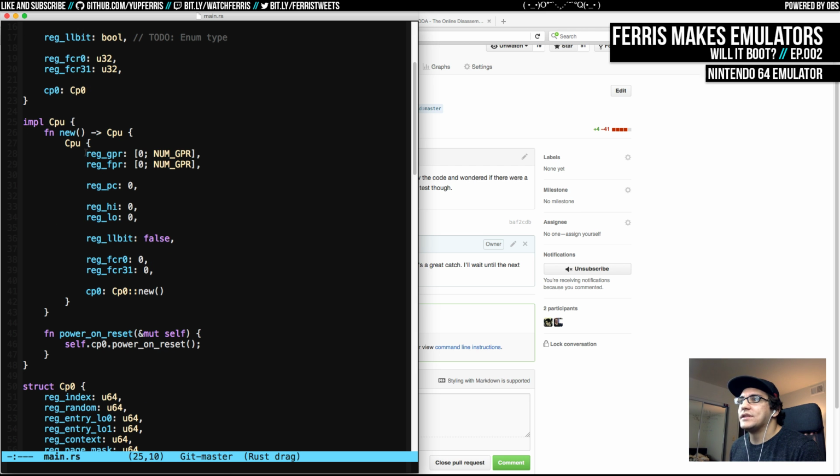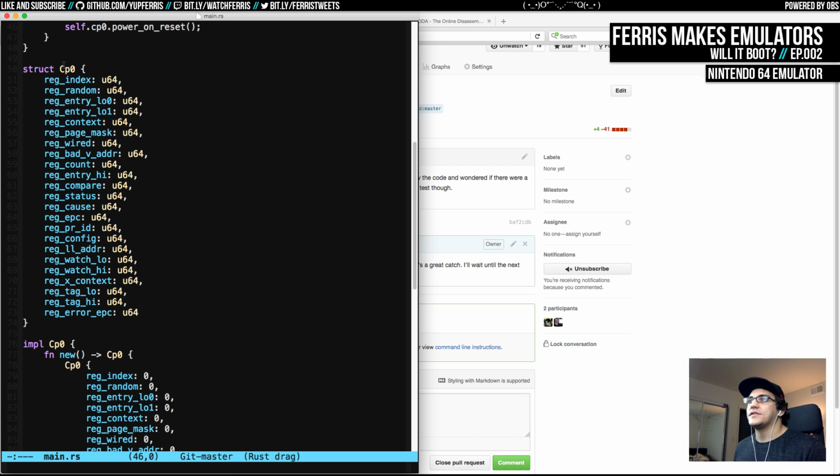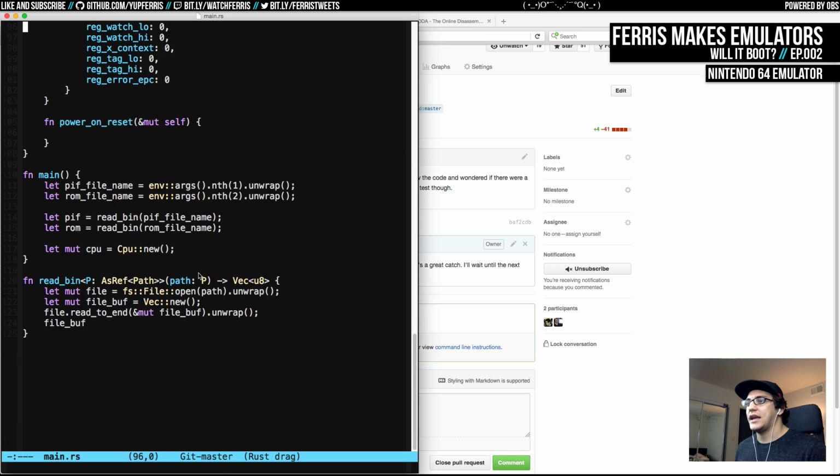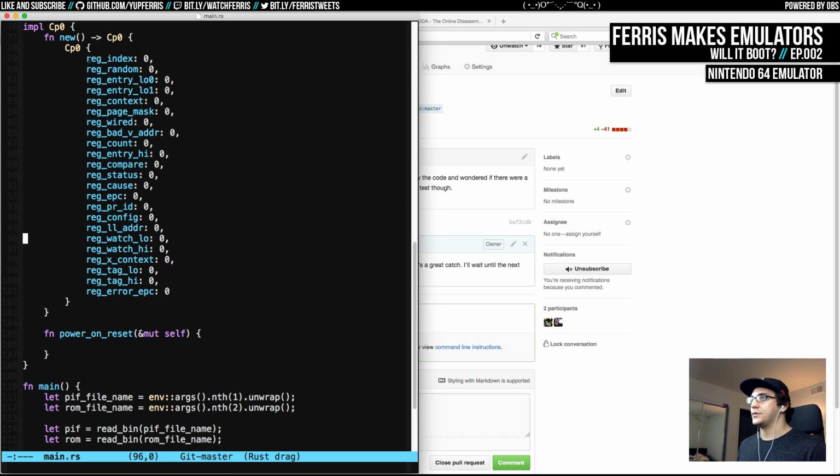Then we implement it, and we set all these things to zeros, except for this Boolean, which is false. And then later, we also have the CPU struct with all these different fields. And we also set all the values on that to 0 when we create it. The thing to note here is that basically we're just zeroing out the whole struct. We're just setting it all to default values.